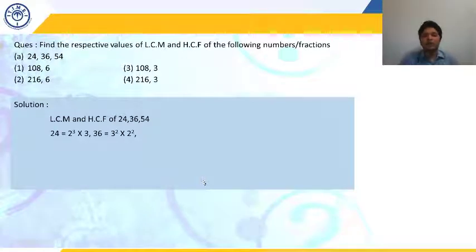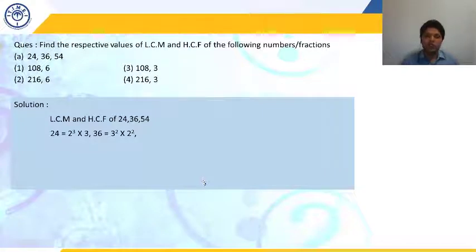So what is the prime factorization of 24? It is going to be 3 square into 2 square. 3 square is 9, 2 square is 4. Sorry, the prime factorization of 24 is 2 cube into 3. It is 8 into 3. 8 3s are 24.